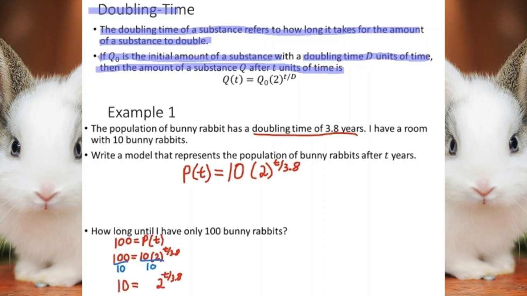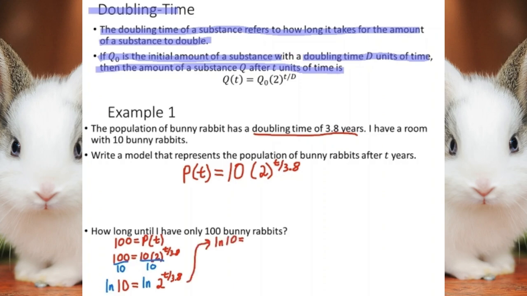Since I can't figure out 2 to what power gives me 10 to try to use the one-to-one property of exponential functions, I do want to use logarithms to help me solve. Because 2 is not 10 or e, I don't want to apply log base 2 to both sides in case I have a calculator that can't handle log base 2. So to make sure that I can use my calculator, I'll apply the natural log to both sides.